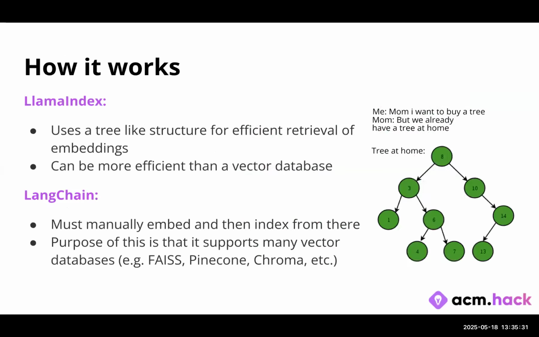All right, so let's go over how each of these two frameworks actually gets your data. For Llama Index, it uses a tree-like structure for efficient retrieval of embeddings, and it can be more efficient than a vector database. For LangChain, you must manually embed and then index from there. The purpose of this is that it supports many vector databases, such as Facebook AI Similarity Search, Pinecone, Chroma, and more.